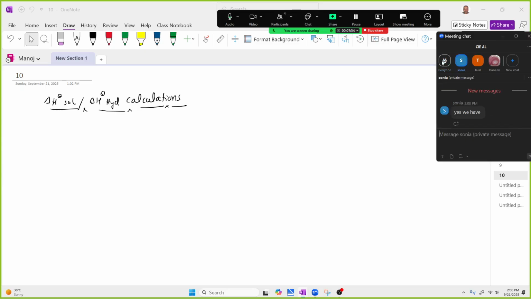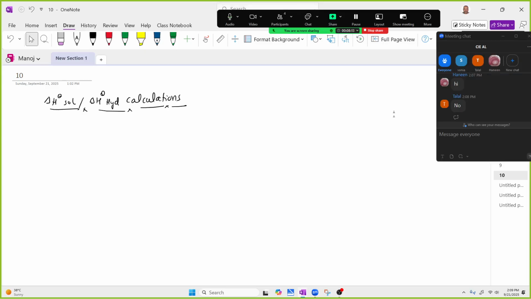Okay, so is the chat still disabled for some reason? So why is Sonia typing separately? Sonia, can you try to write the messages where it says everyone?